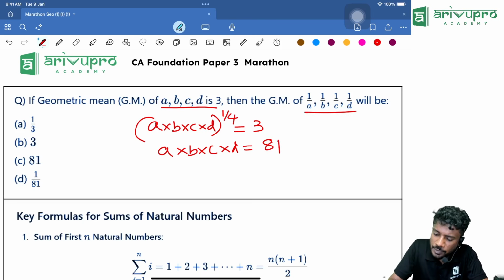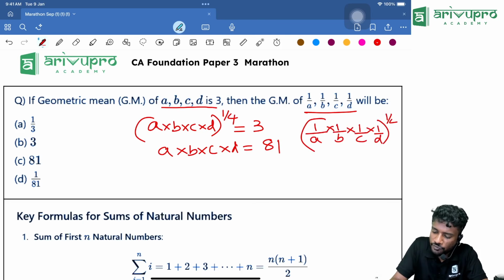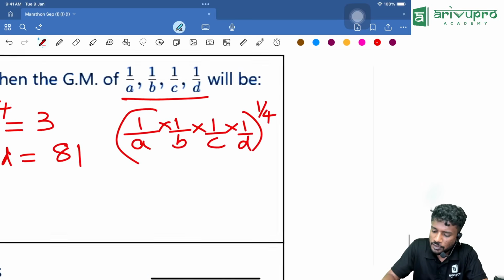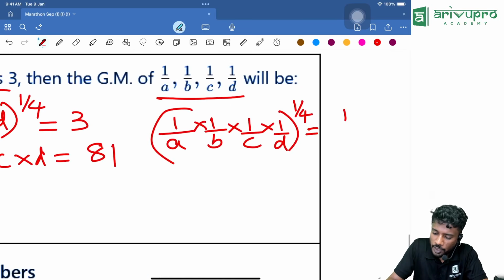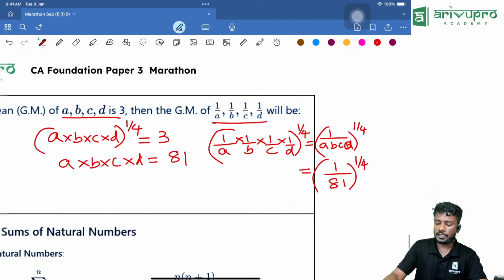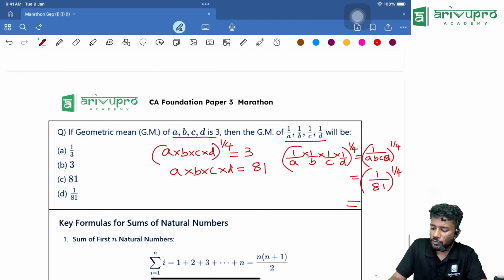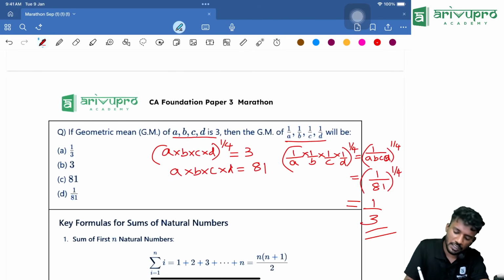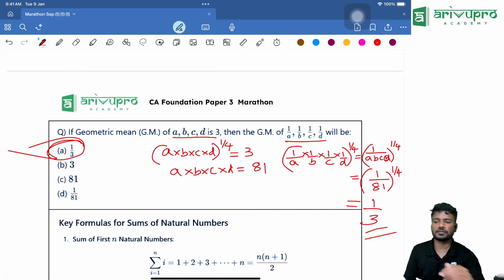Then what is the GM of this? Can I write 1 by A into 1 by B into 1 by C into 1 by D, the entire thing raised to 1 by 4? Can I write it as 1 by ABCD, the entire thing raised to 1 by 4, which is equal to 1 by 81, the entire thing raised to 1 by 4? That is 1 by 3. Option A is your answer.